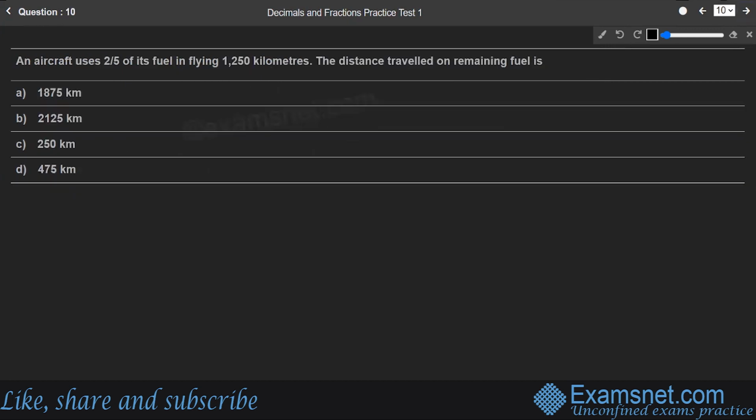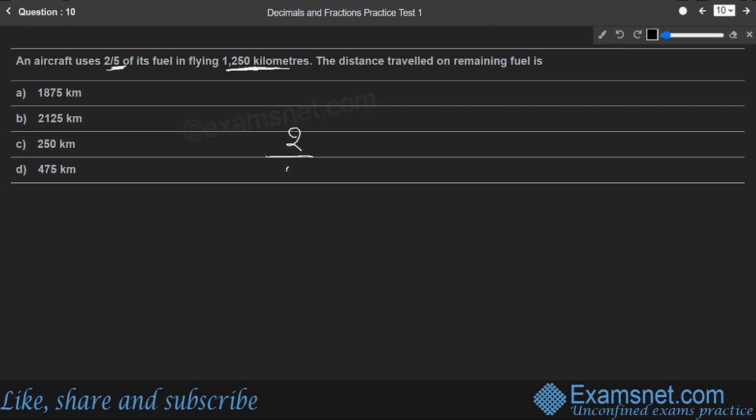Okay, an aircraft uses 2 by 5 of its fuel in flying 1250 kilometers. The distance traveled on the remaining fuel is? So we are supposed to find it. So clearly we'll have to assume the total fuel as X, or rather we can do it without using that also, because we can compare them. So that's what he says.